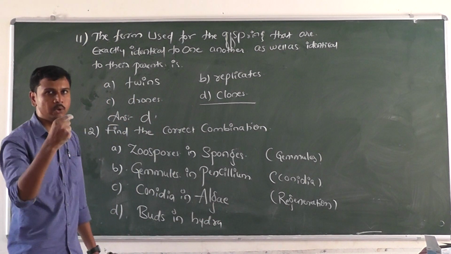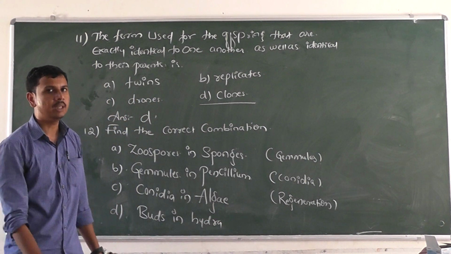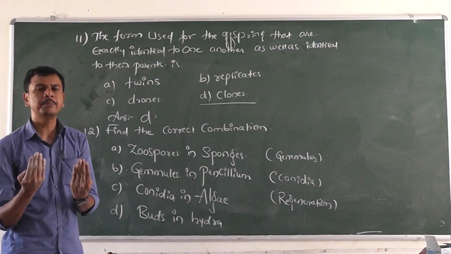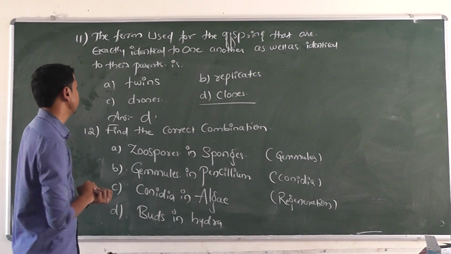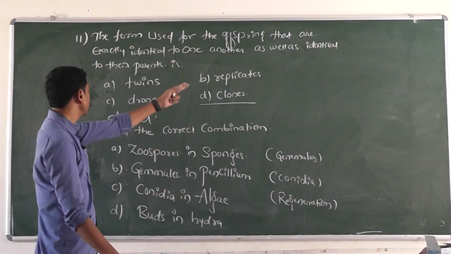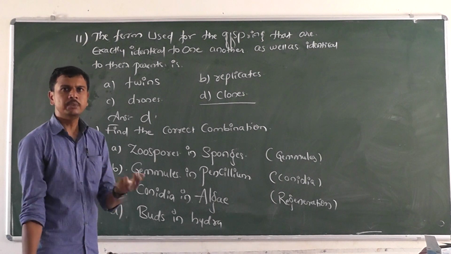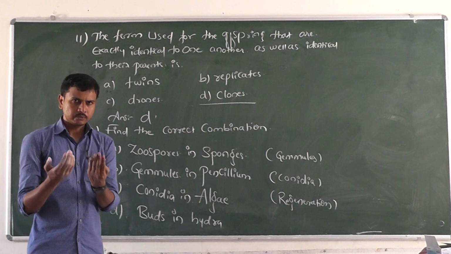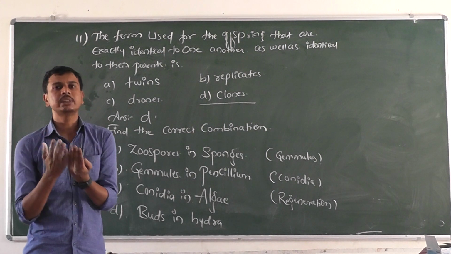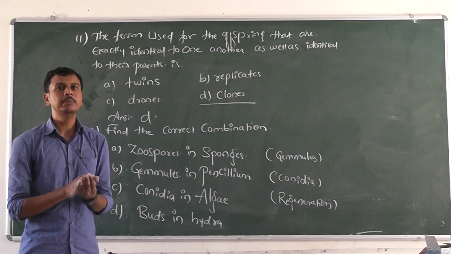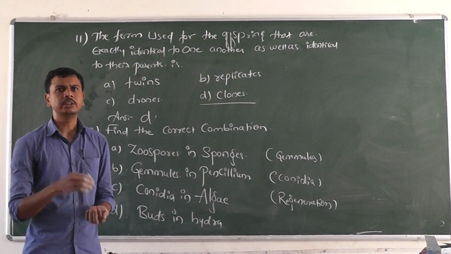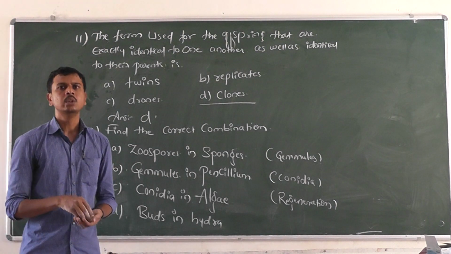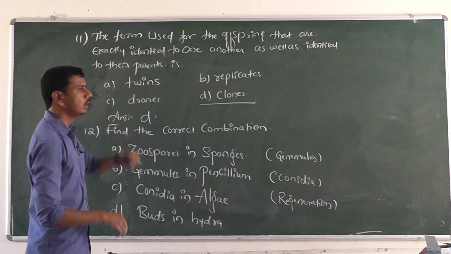Offspring produced by asexual reproduction are called clones, because they show almost all the similarities between the parents and the offspring. So what about twins, replicates, and drones? Twins look morphologically similar, but at the genetic level they are different. There are variations. So that's about twins.